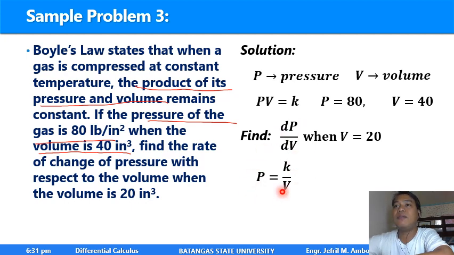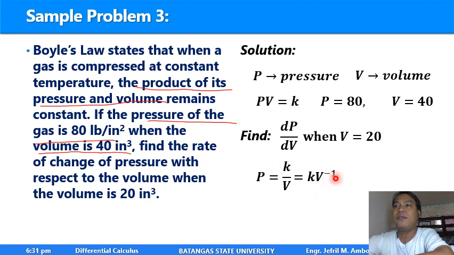Okay, that is simply the derivative of this. But this expression can be written as K. So this is a constant K. And this is a variable in the denominator which we can write as V to the negative 1. Like this. Right? Kasi reciprocal. Kaya nagkaroon ng exponent na negative 1.